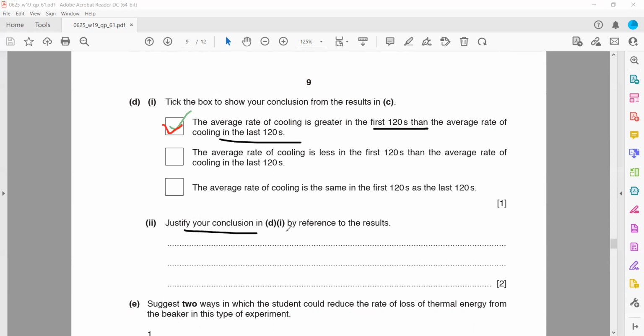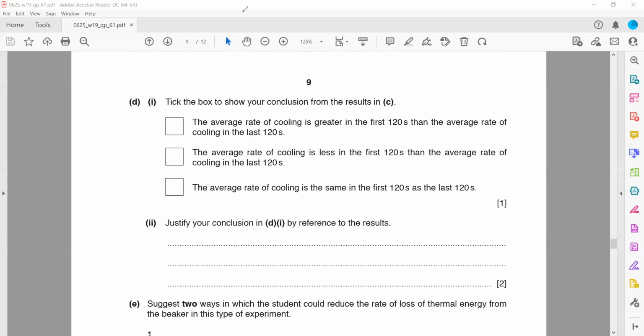Then justify your conclusion by reference to the result. So what will we mention? We'll mention from 0 to 120 seconds, the temperature changed by 10, but from 120 to 240 seconds, the temperature changes only 7 degrees.